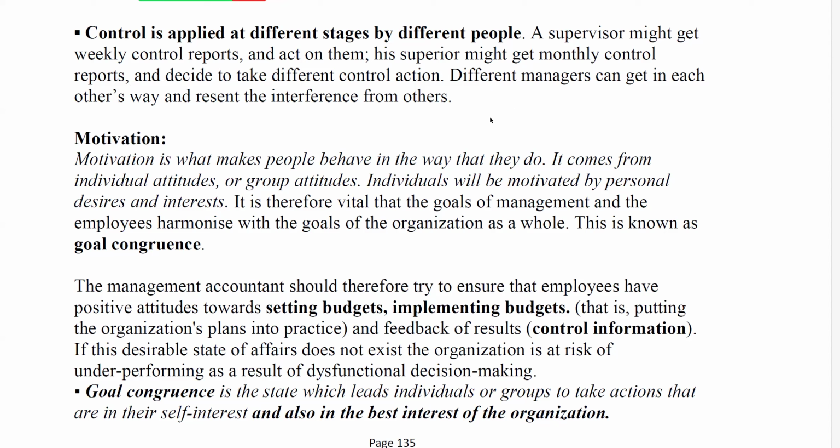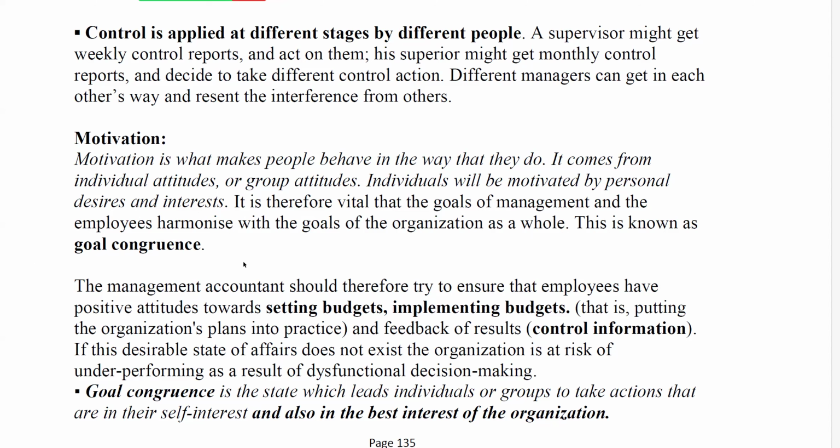The next point is motivation. Now, motivation is what makes people behave in the way that they do. It comes from individual attitudes or group attitudes. Okay, so individuals will be motivated by personal desires and interests. So it is therefore vital that the goals of management and the employees harmonize with the goals of the organization as a whole. And this is known as what? Goal congruence. So goal congruence is when we all try to achieve the overall corporate objective. We all go together to achieve it, so there must be coordination or harmonization to achieve what? The overall corporate objective. That's what we call goal congruence.